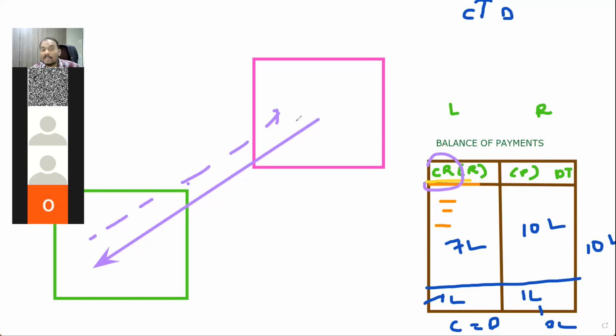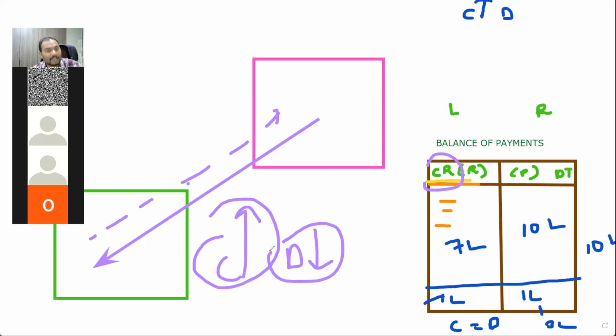So simple logic for everyone to keep in mind. Number one, increase the exports. If you increase the exports, our credit will increase. If you decrease the imports, our debits will decrease. And if we do this by increasing credit and decreasing debit, we can correct the disequilibrium, the unfavorable disequilibrium. Yes or no, my dear students? Yes, sir.